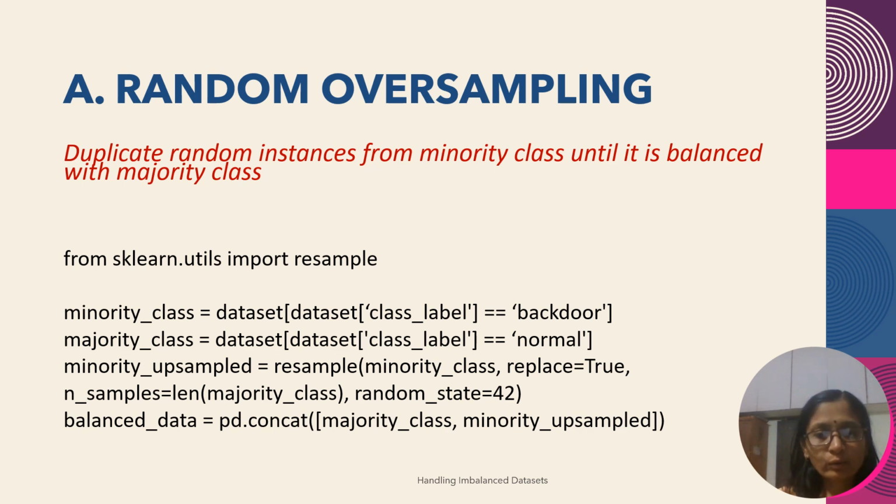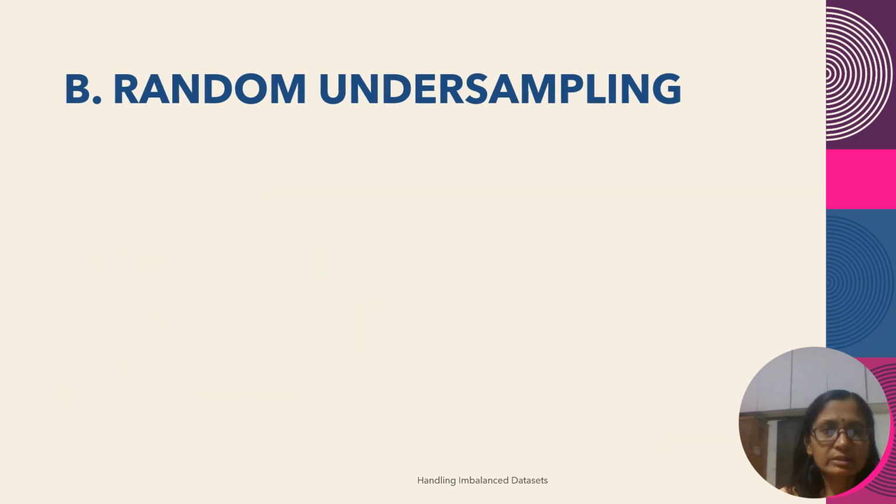So can I go the other way? That is, can I reduce the number of records from the majority class and make them match the minority class? For example, can I reduce the records from the normal class and make that a matching number to the different types of attacks, security attacks? So that's possible with the second method, which is random undersampling.